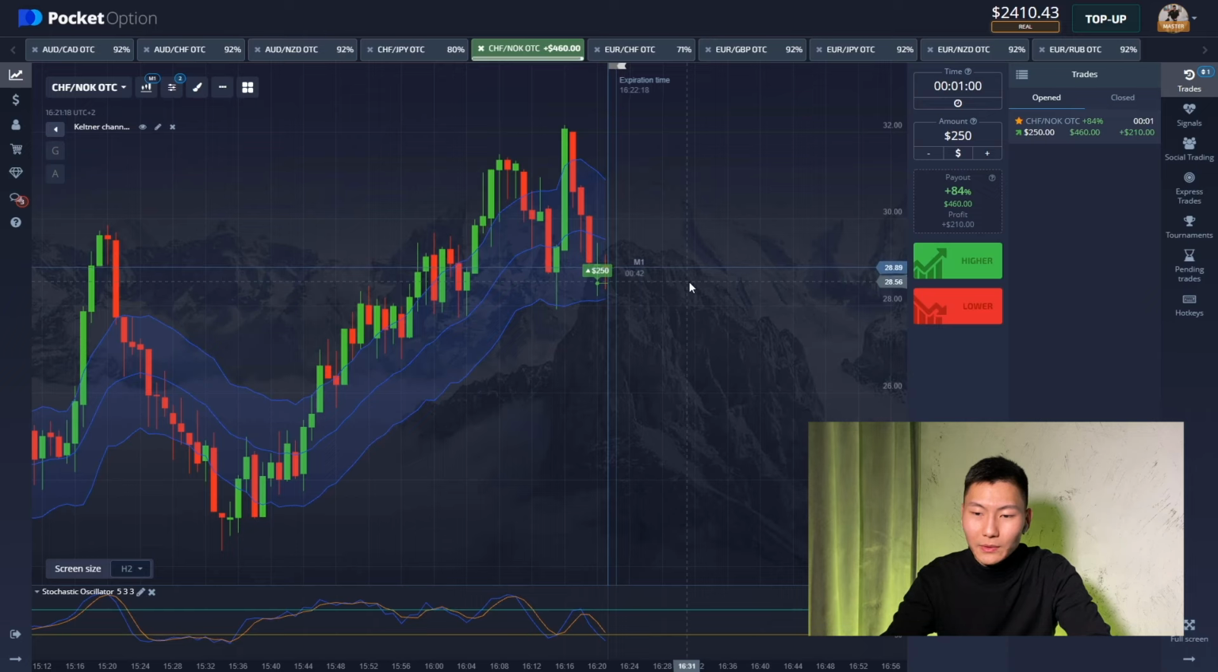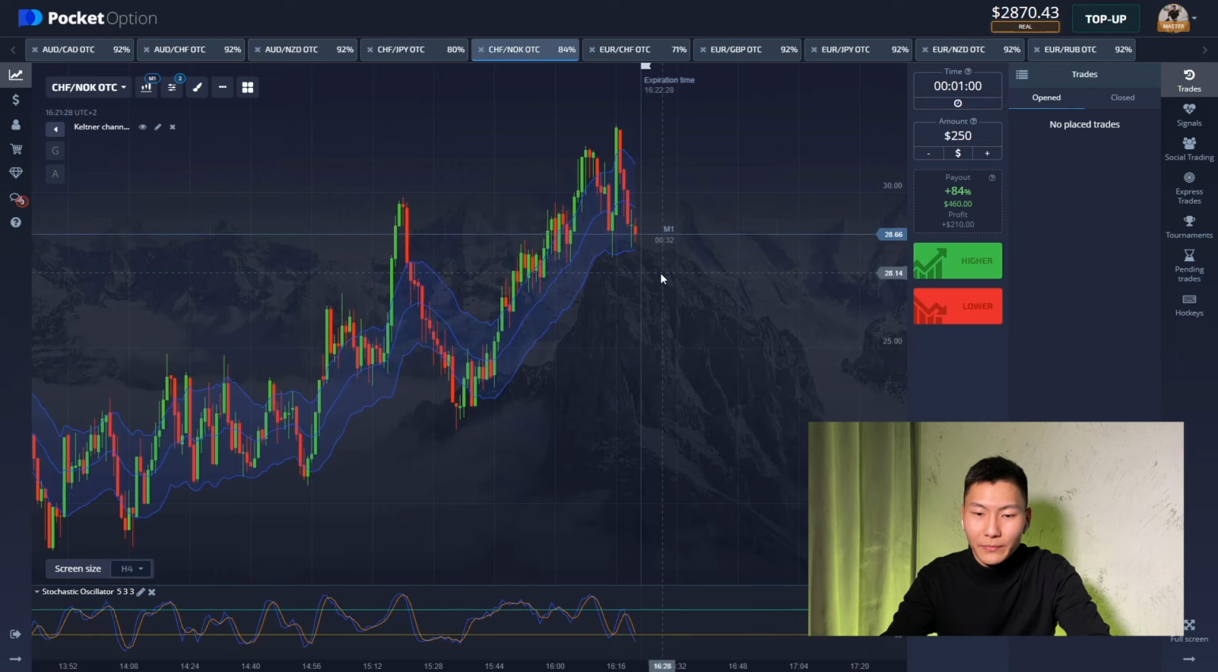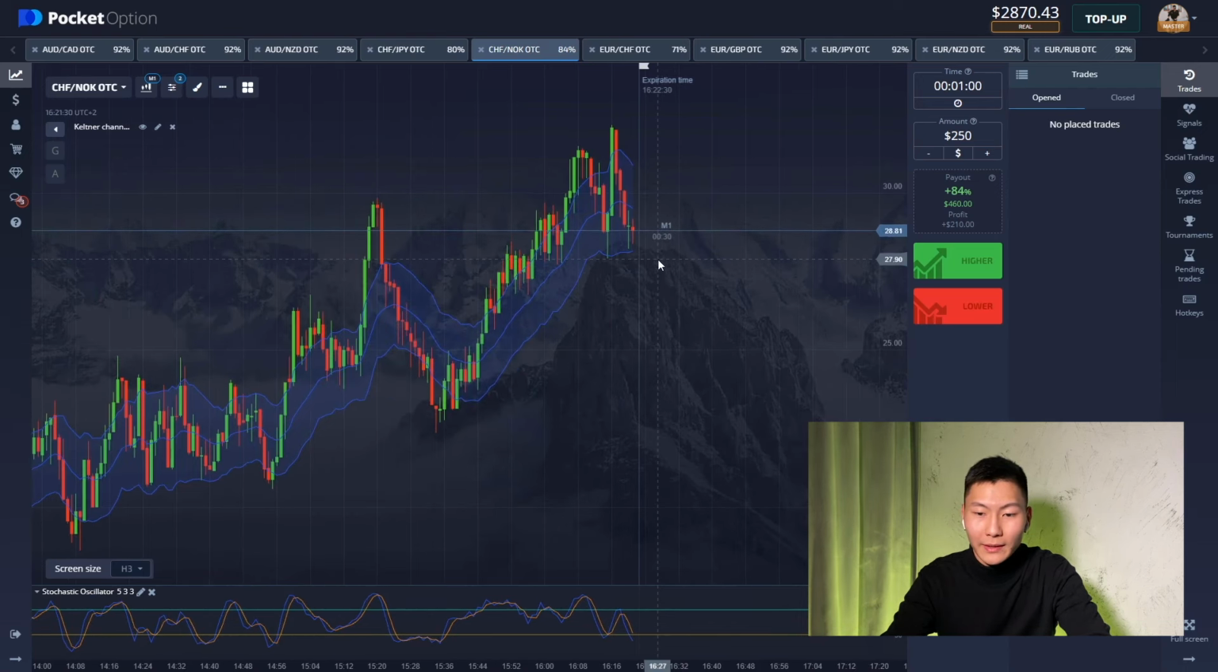The breakout is happening and the position should be closed in profit, guys. Very nice. We got $2,800 on our balance. Now we play it out ahead of the market.